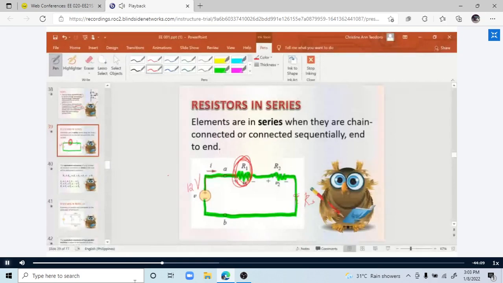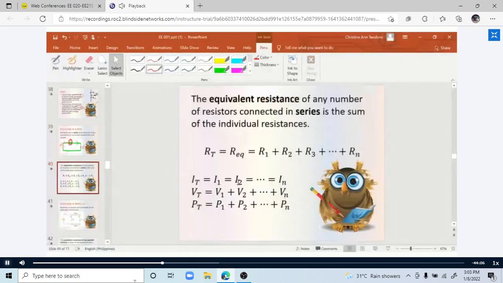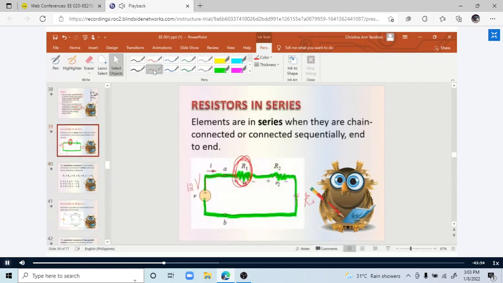Next we go on to the power. When it comes to power, whatever the connection, either series or parallel, power is always additive. What do we mean by that? We need to get the power dissipated for R1, the power dissipated for R2, and the power dissipated for R3 in order to get the total power.